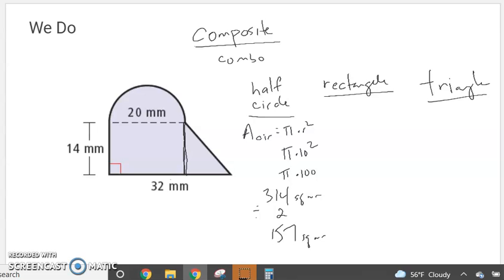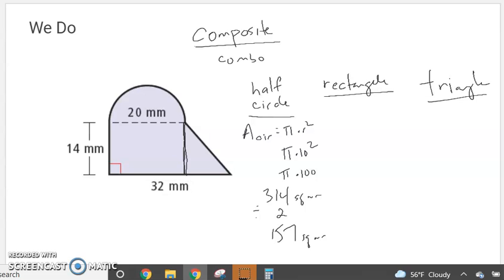So be careful here. This 32 is a deceiving number because it's not actually part of either figure. It's not part of this rectangle and it's not part of this triangle. It's actually part of both. And so I need to not be distracted by that number. It's not actually the base of either thing.